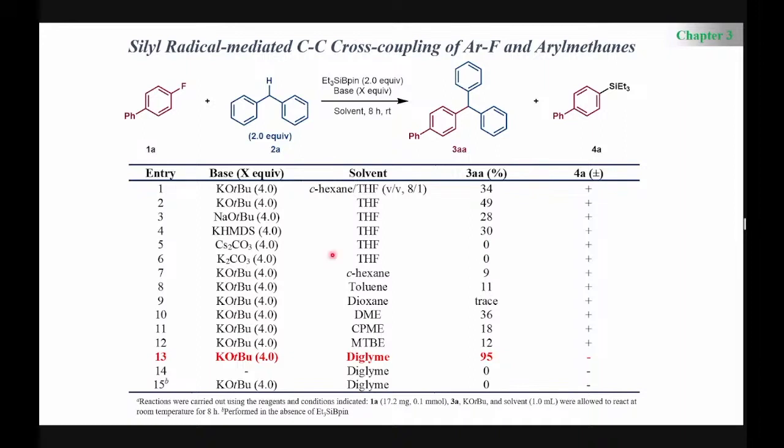Well, from entry 7 to entry 13, we tried kinds of solvents again. Significantly, the solvent was found to be responsible for getting high yield. Not only did the use of diglyme give the highest yield of 95%, but also this diglyme effectively suppressed the formation of this silyl-related byproduct. The effect of diglyme can be explained by the fact that this potassium cation would be encapsulated by diglyme, giving a more naked and stronger base. And these control experiments revealed that no reaction occurred in the absence of tert-butoxide potassium or triethylsilylbiphenyl.